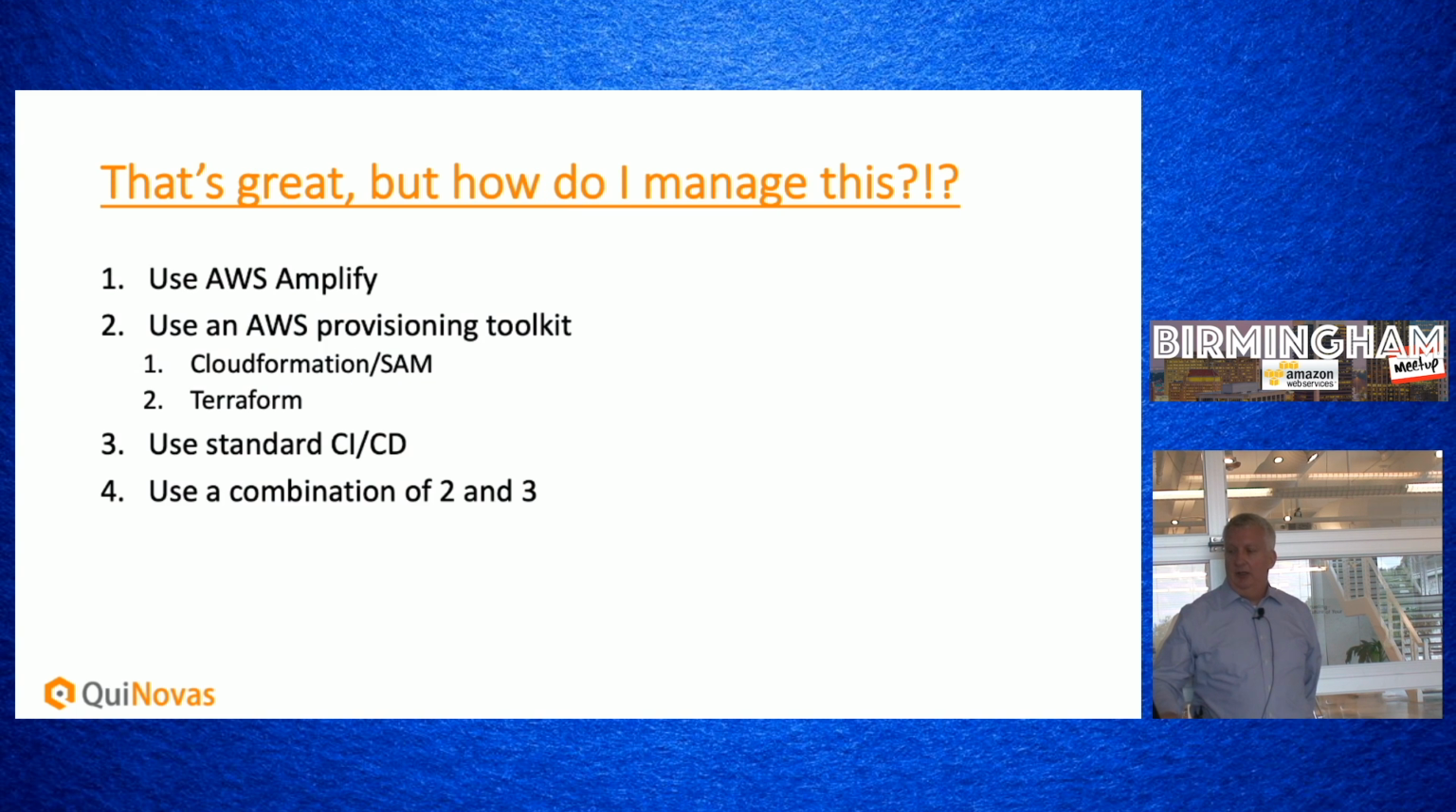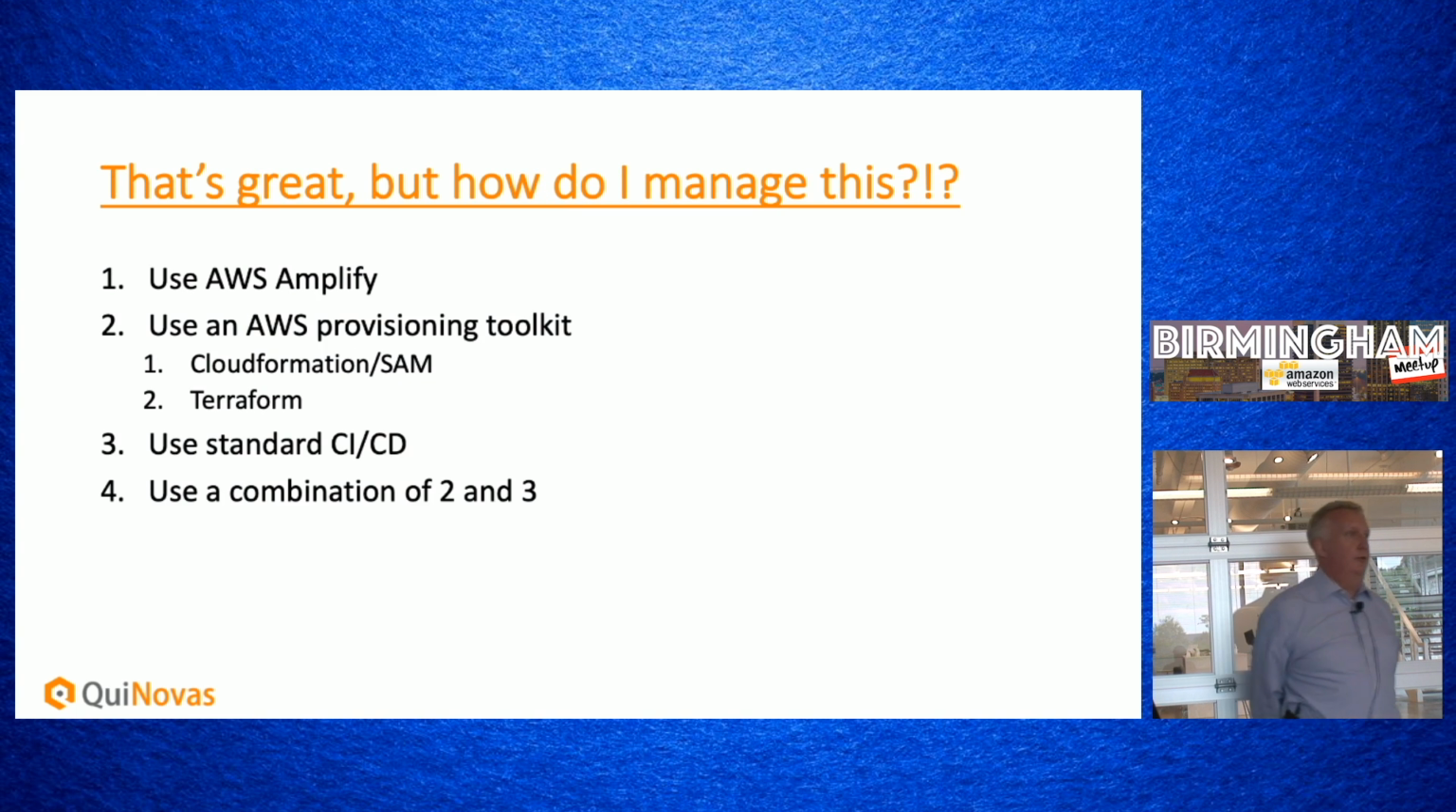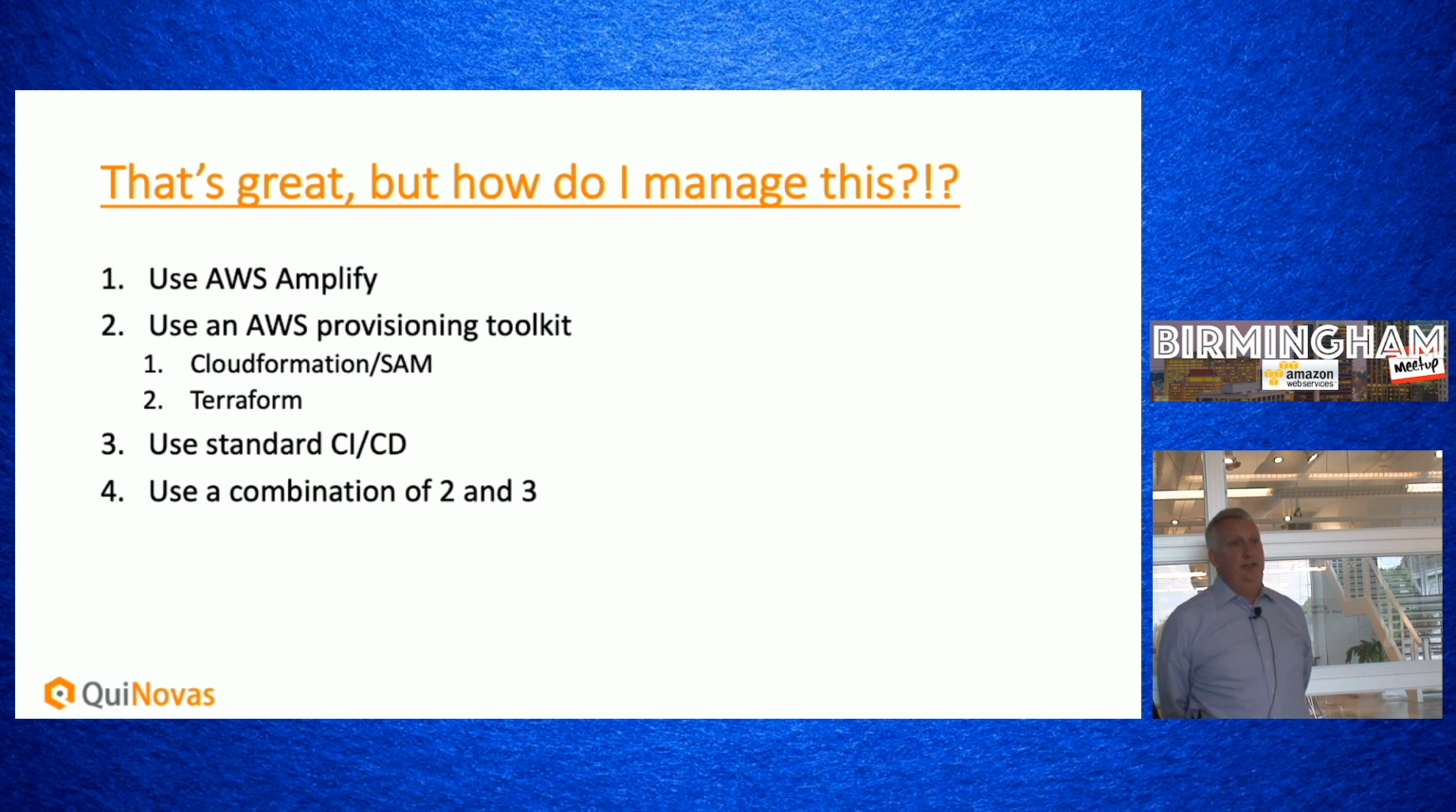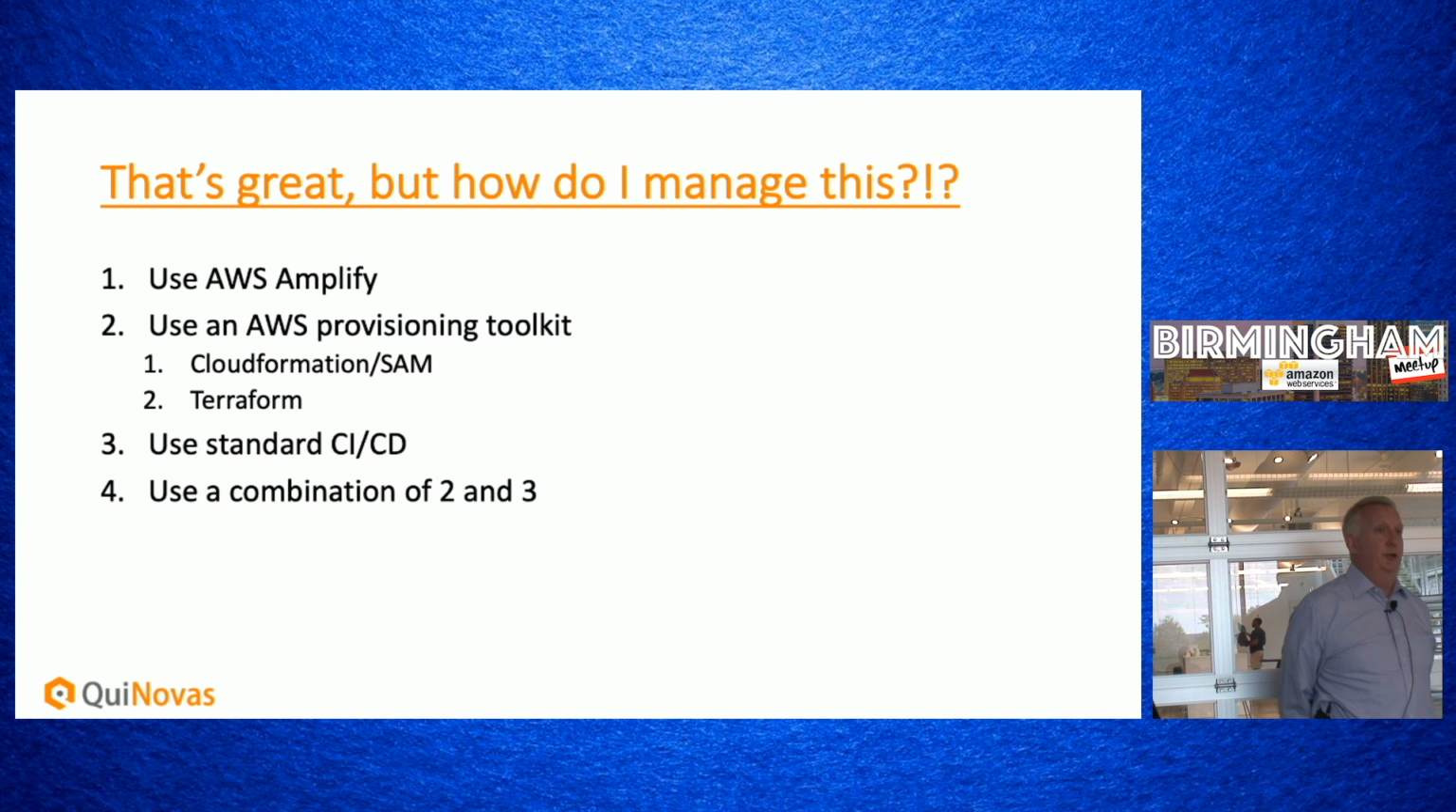So all of that's awesome, but how do I manage this from a DevOps and architecture perspective? We'll talk about several ways to do that. One, you can actually use Amplify. Amplify is not just a client library, but it's also a console that you can use as a developer to create a whole bunch of stuff.